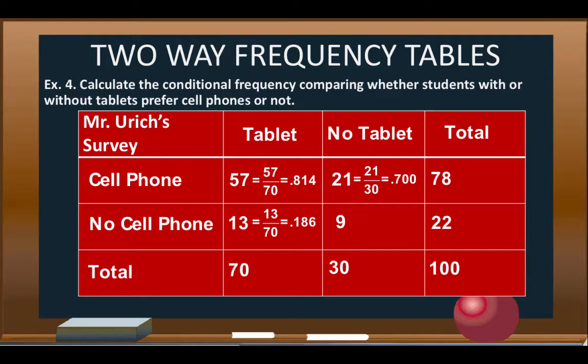Now moving on over to the no tablet column, 21 divided by 30. So 30 is our total for no tablet. We get 0.700. So 70% of students who do not have a tablet have a cell phone. And then 9 divided by 30, 30% of students who do not have a tablet also do not have a cell phone. So all this information can be used in different ways.